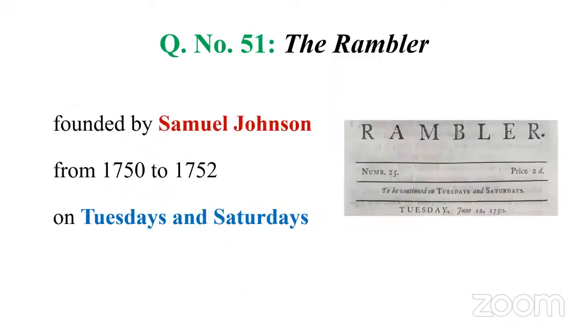Then the next periodical, the Rambler, was founded by Samuel Johnson. It ran from 1750 to 1752, and it was issued on Tuesdays and Thursdays. Now we get questions from periodicals, so you can have a note on which came first, who founded it, the years it was published, and the days or weeks it was issued. This is how you can make a list of the periodicals.